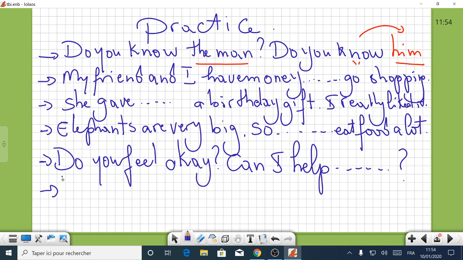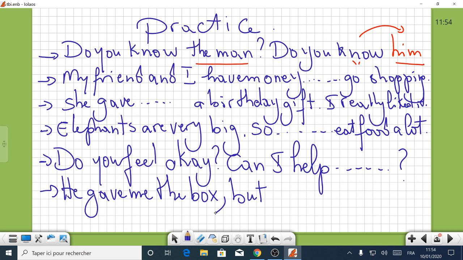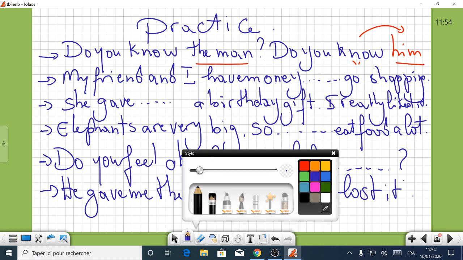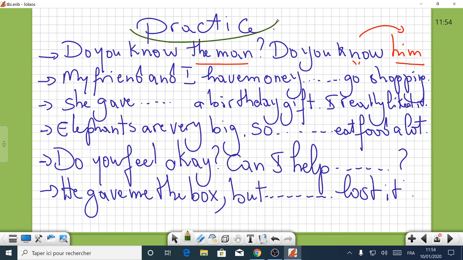Spiders, he gave me the box. He gave me the box, but he gives me the box, but I lost it. So I think this is enough for our practice today. This is a little practice to see whether we understand the subject, subjective, objective, and the possessive pronouns. So we start with the first sentence.